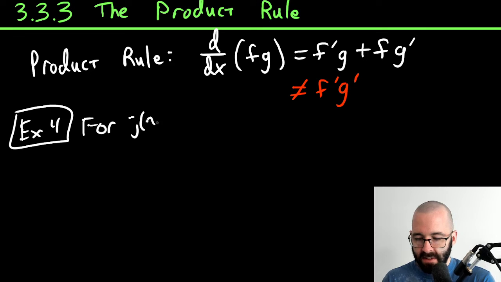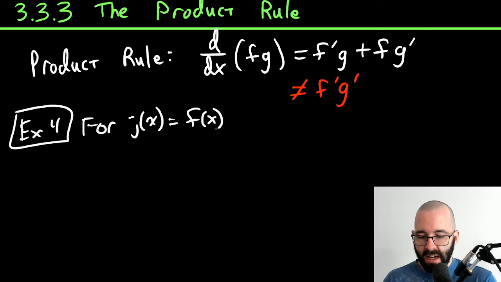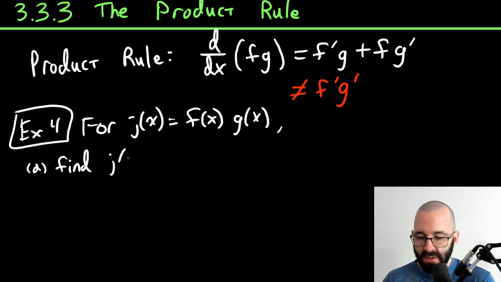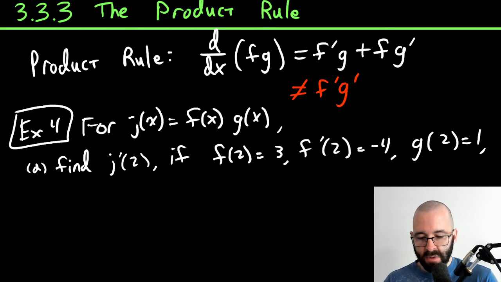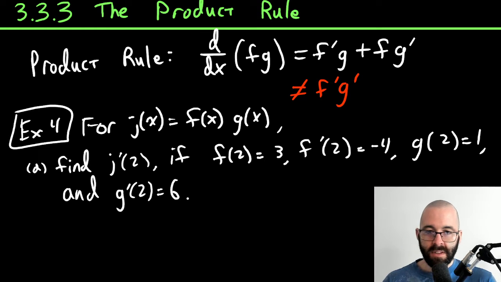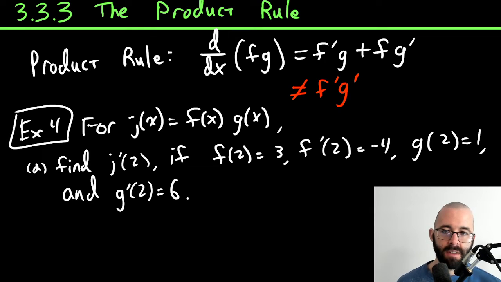Example 4. For j of x equals some function f times some other function g, part A, I want you to find j prime of 2 if f of 2 equals 3, f prime of 2 equals -4, g of 2 equals 1, and g prime of 2 equals 6. So notice that we're going to need all of this information about both individual functions and their derivatives at this point.